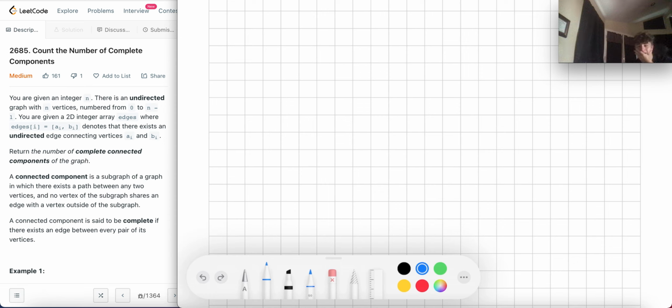What's up? Look, I'll get to solving the problem in just about a moment. This is Count the Number of Complete Components.